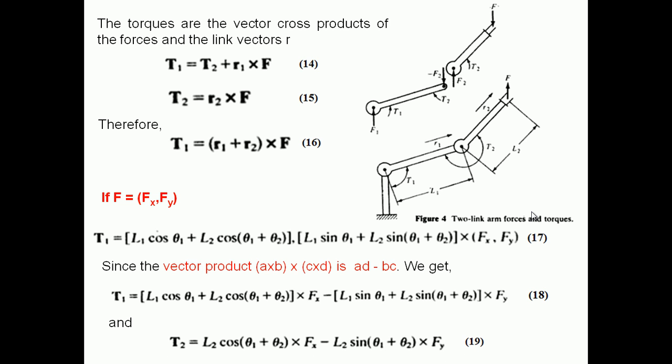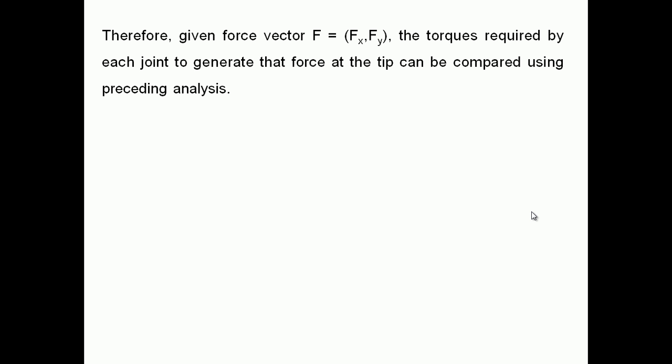And T2 similarly, L2 cos theta 1 plus theta 2 into Fx minus L2 sin theta 1 plus theta 2 into Fy. So equations 18 and 19 give the torque equations for this system. Therefore, given the force vector F equal to Fx comma Fy, the torques required by each joint to generate that force at the tip can be computed using the preceding process.